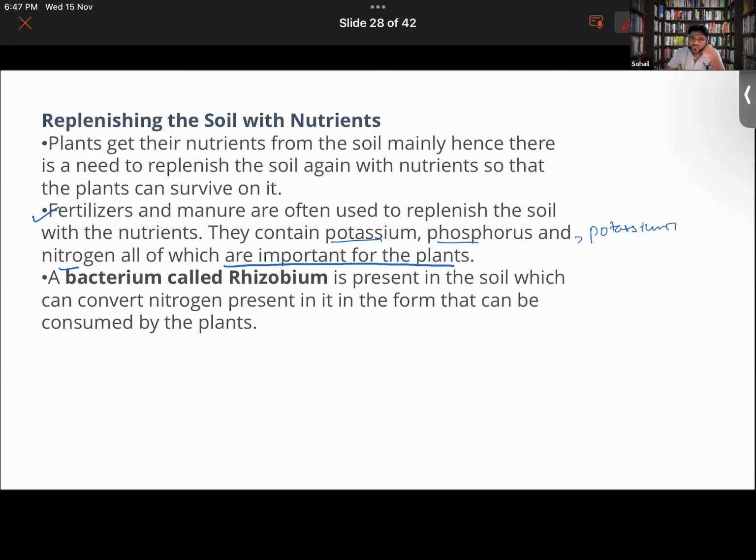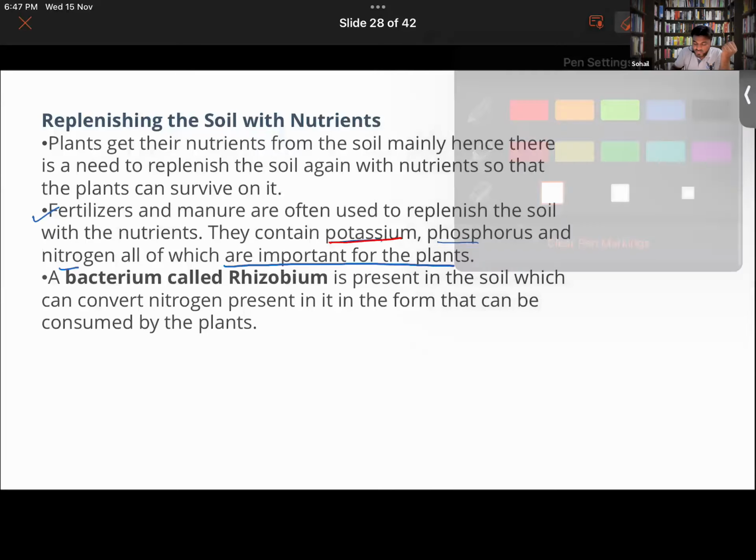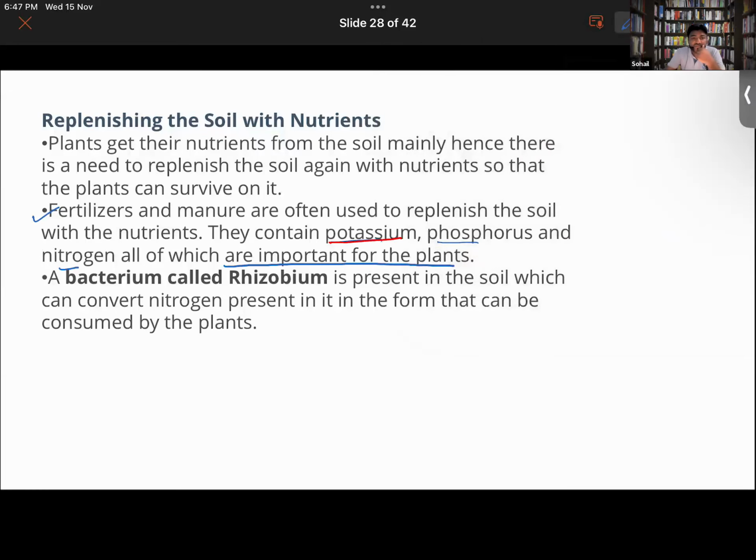So the fertilizers and manure contain, and are rich in, nitrogen. Potassium is also already mentioned. So potassium, nitrogen, phosphorus, these are the main nutrients required by the plants.